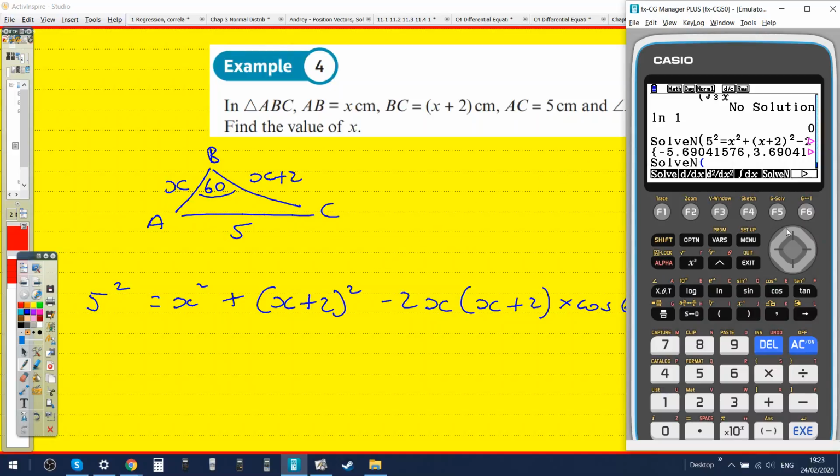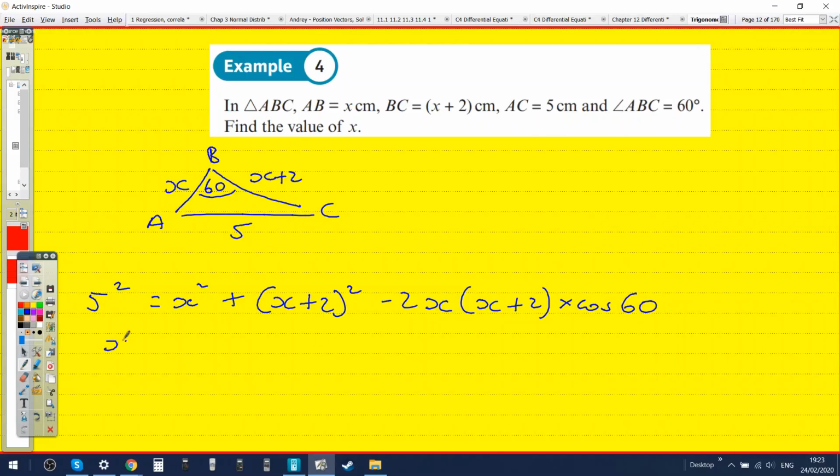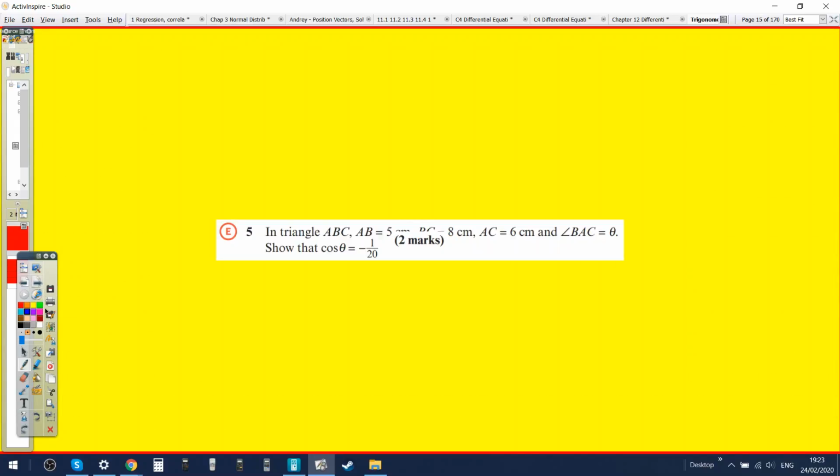And so you can see mine, and I'll include a thing. Solve n, 5 squared equals, then all the stuff, and you can see 2 solutions. One is minus something, and then one is 3.6904. Yeah, any questions there? No. And you can do it just a long way with that one.